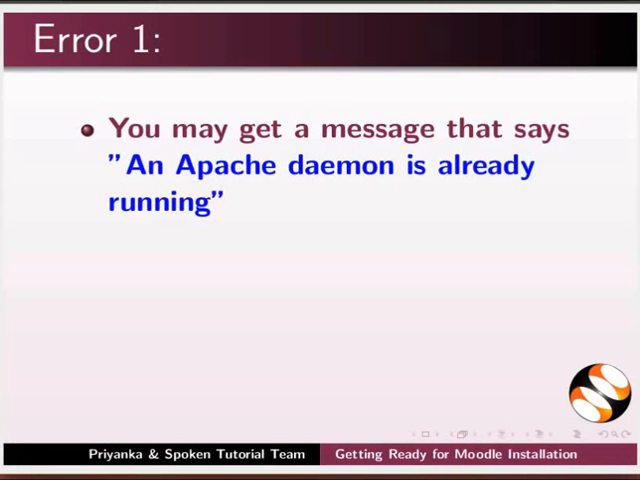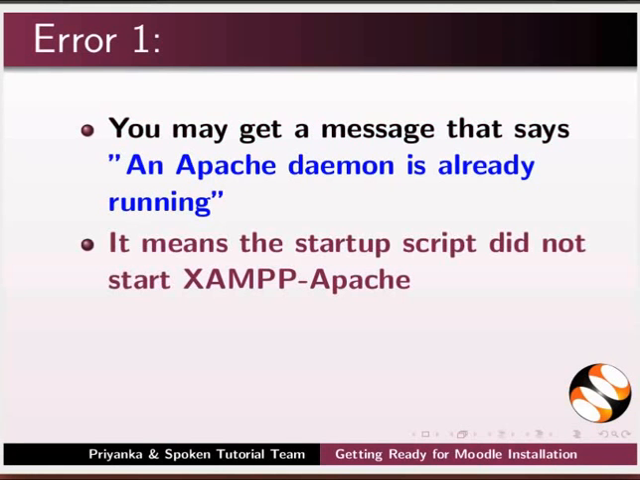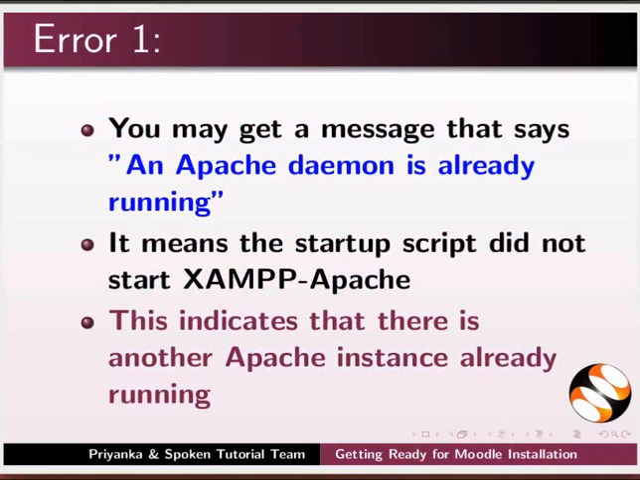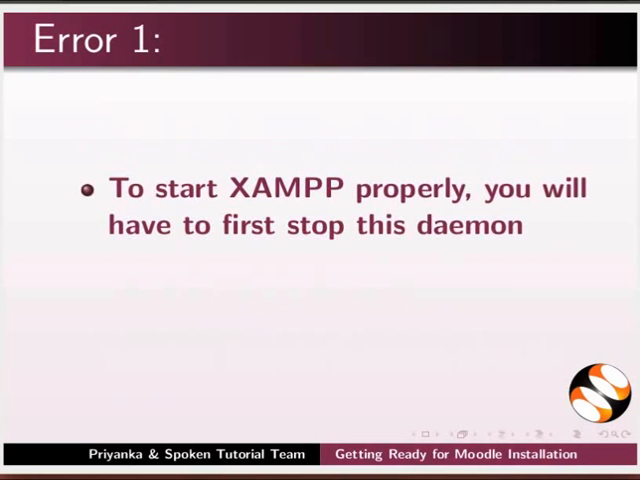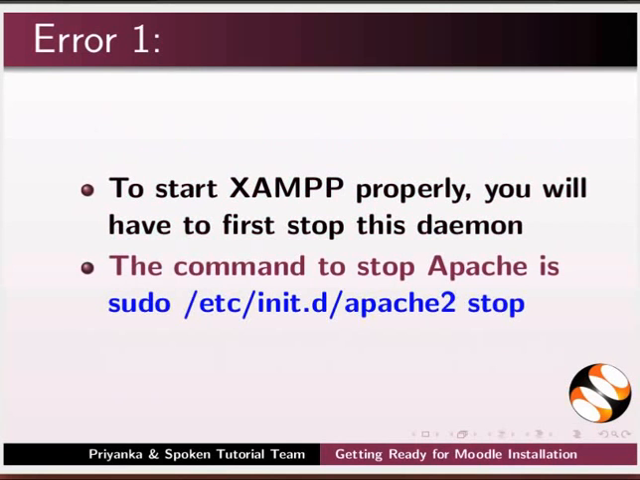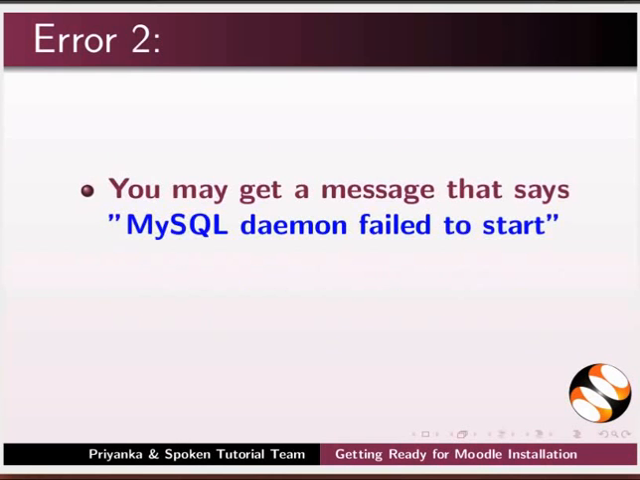You may get a message that says an Apache daemon is already running. It means the startup script did not start XAMPP Apache. This indicates that there is another Apache instance already running. To start XAMPP properly, you will have to first stop this daemon. The command to stop Apache is sudo space /etc/init.d/apache2 stop.